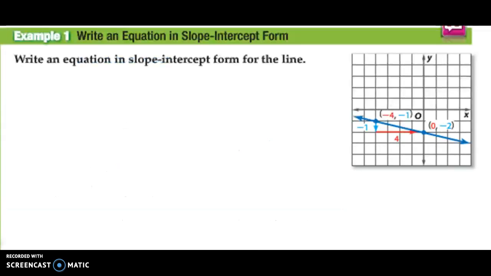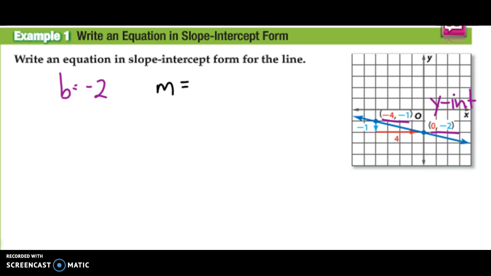If I look at example 1 here, it says to write an equation in slope-intercept form of this line. Well, if I look, I have 2 points. I have (-4, -1) and (0, -2). So obviously (0, -2) is my y-intercept, which means that my b is going to be -2. If we know that b is -2, we can also find the slope to find what m is.